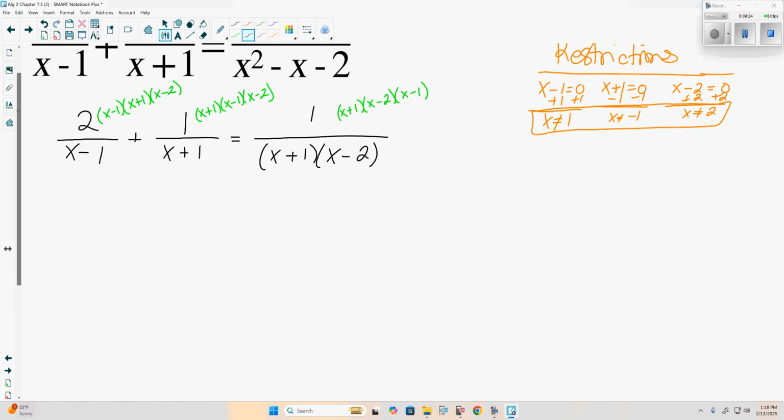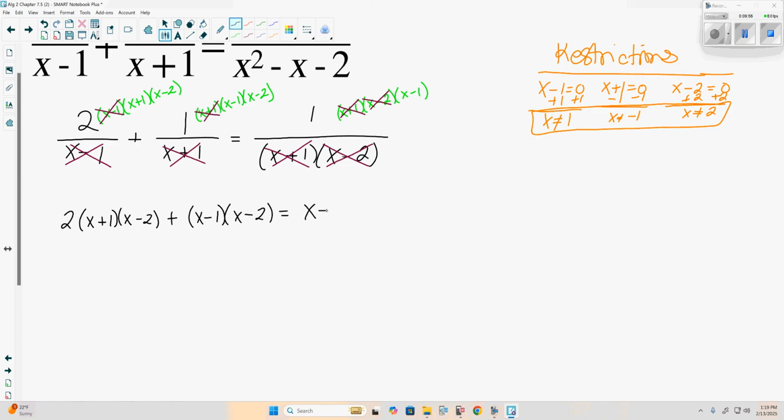Now as we go through these here, so the first one, the x minus 1 and x minus 1 will cancel. In the middle, the x plus 1 and x plus 1 will cancel. And then the last one, the x plus 1 and x minus 2 is going to cancel out. And what that leaves us with is 2 times x plus 1 times x minus 2, plus, in the middle, we have x minus 1 times x minus 2, is equal to 1 times x minus 1, or just, well, x minus 1.